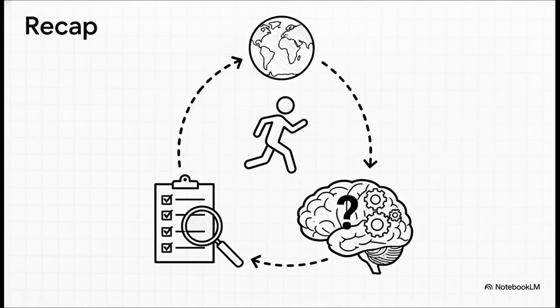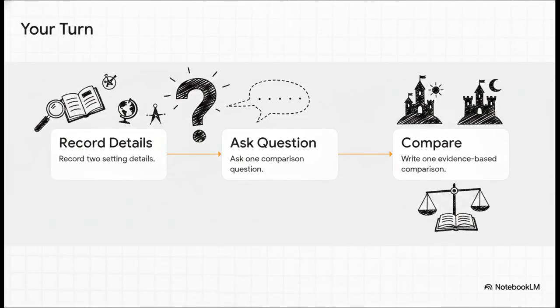First, setting shapes what characters can do. Next, observable details build explicit facts. Finally, inferences are logical conclusions we test by asking our purposeful questions. Use the student's authorized copy to record 2 setting details, ask 1 comparison question, and write 1 evidence-based comparison about what the setting permits.